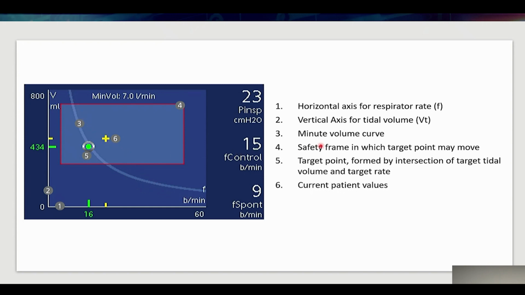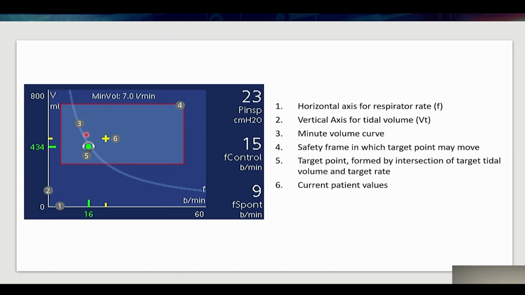Okay. So 4 is a safety frame in which the target point may move. What that means is these are the safety parameters where I can change. This is the upper limit of my tidal volume. Anything above this is unsafe. This is what they decided is the safety limit for your respiratory rate. This is the safety limit that they decided for the minimum tidal volume based on your height. This is the safety limit of the minimum rate that they decided. So anywhere in there we're fair game. We can play around anywhere in there.